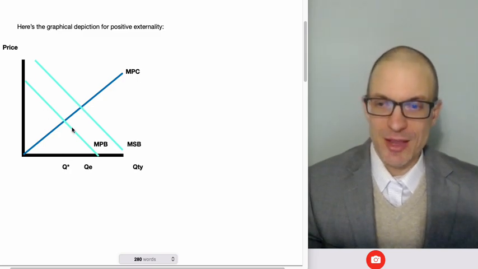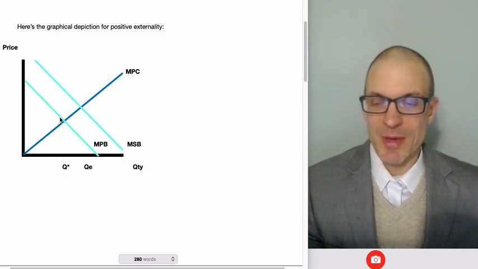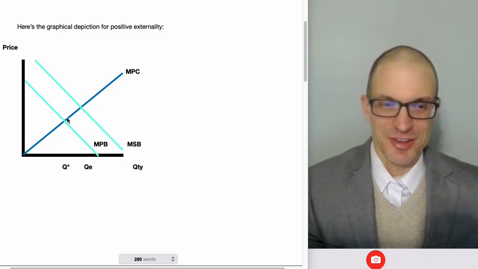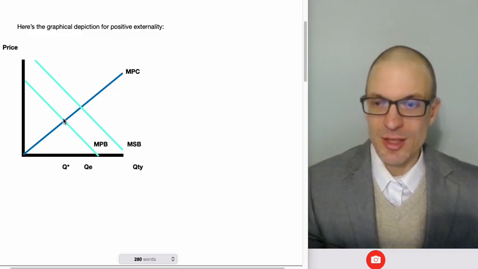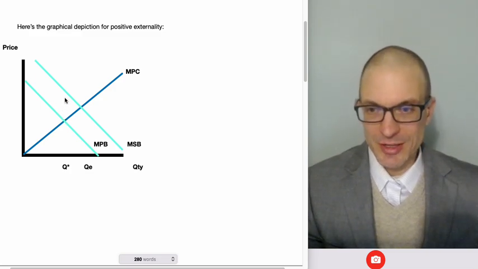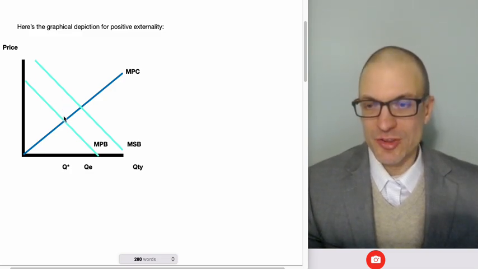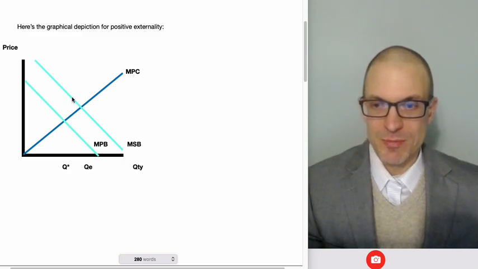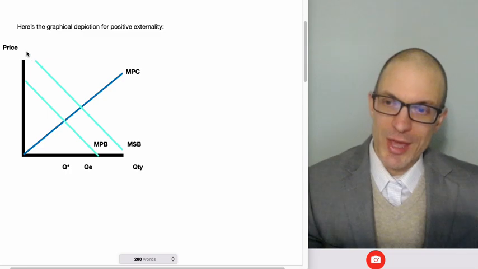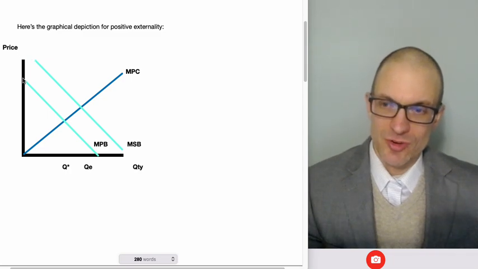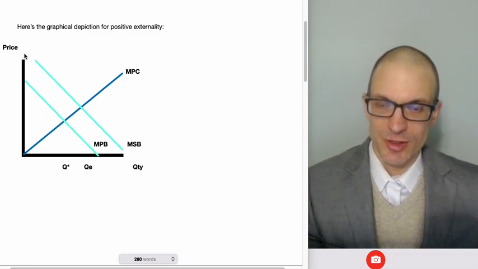But the primary decision makers in the market are going to stop right here. They're going to pay attention to their private benefits where that crosses their private cost, and then they're done. But from this point, there's an externality. Actually, this vertical height here is this additional benefit that would be affecting our bystanders. Matter of fact, if I would have drawn this all the way out, you could calculate the externality as the difference between these vertical intercepts.